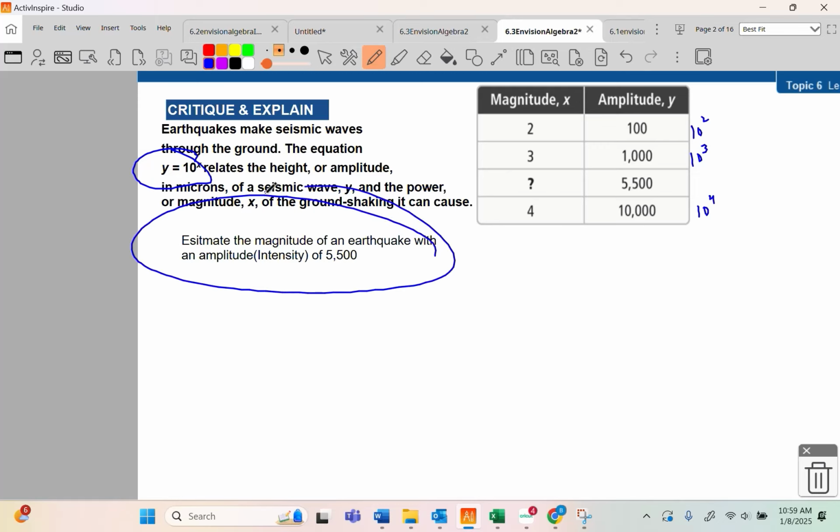And they are asking you to estimate the magnitude an earthquake with an amplitude of 5,500 would have. These are not questions that are easy to answer. What you're doing is you're saying 10 to what power is 5,500? Now I can tell by looking at the table that it's between 3 and 4. And as strong as my mind is, I couldn't tell you what it is to the first decimal place. I'm not saying I couldn't figure it out with a calculator. I'm saying I couldn't do it.